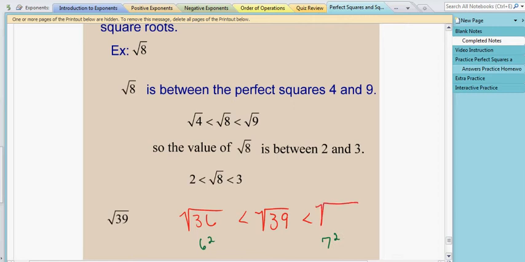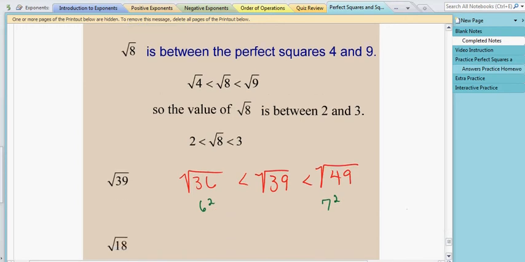What does 7 squared equal? It equals 49. Which one is 39 closer to, 36 or 49? 39 is closer to 36 than to 49. Therefore, if you think of it as 6, 6.5, and 7, we know that 39 is not exactly in between 36 and 49, so it's not 6.5. It's going to be somewhere between 6 and 6.5. I'm going to estimate 6.3.